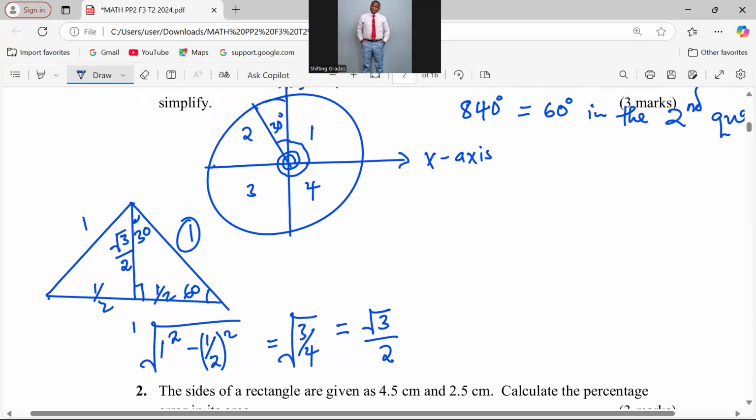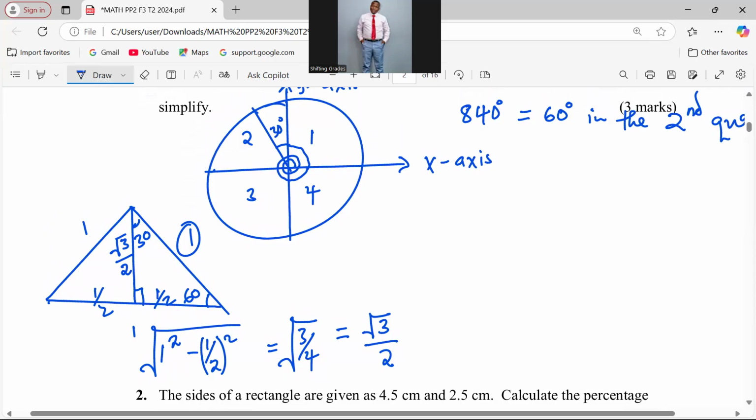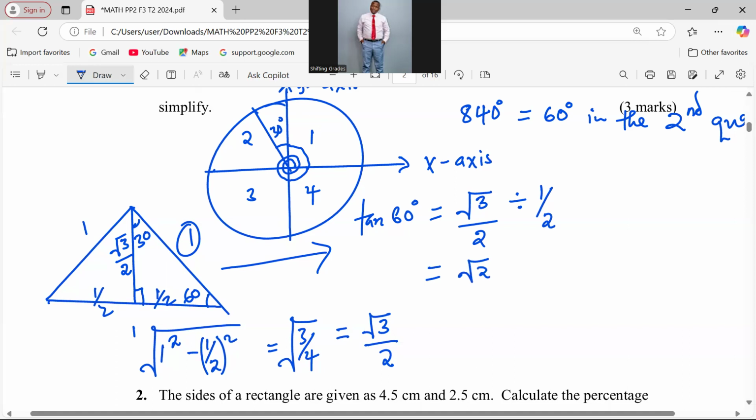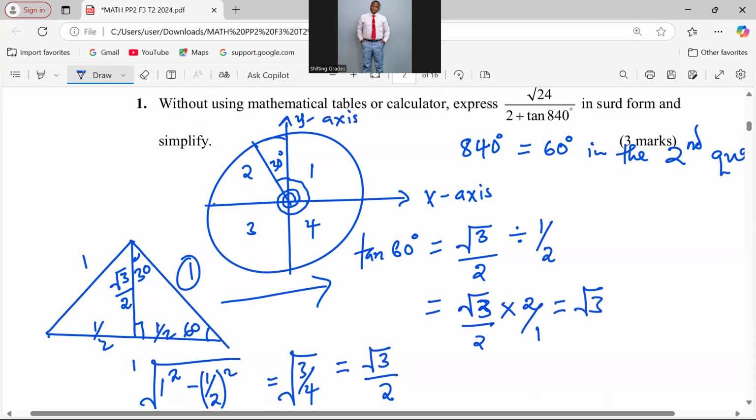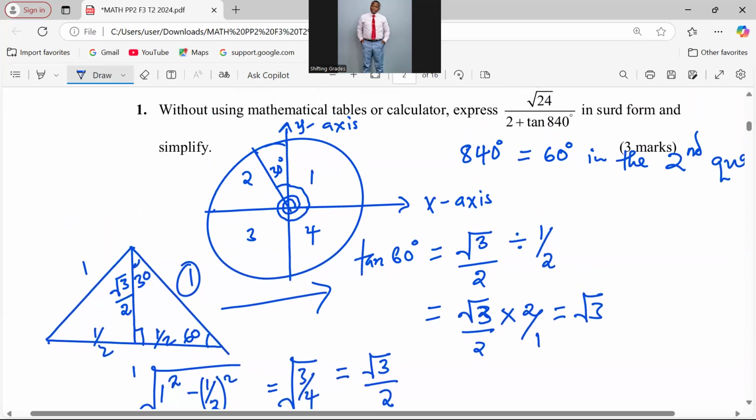So when we talk about tan 60, from this diagram, the tan of 60 will be the opposite length, which is √3 over 2, divided by the adjacent length, which is a half. So we have √3 over 2 multiplied by 2 over 1, which is √3. So the tan of 60 is usually √3. But now, being in the second quadrant, it's going to be negative.